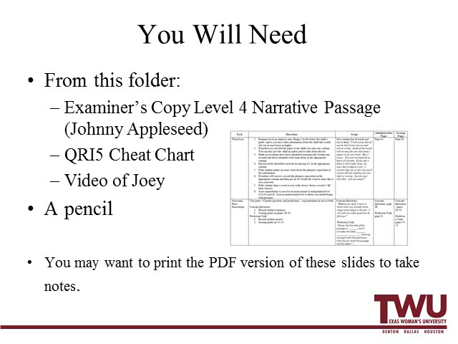You will need, printed from the folder where you found the link for the video, the examiner's copy of the Level 4 narrative passage, and there's one that's marked and one that's blank. And it's the passage Johnny Appleseed. You may also want your QRI 5 cheat chart just so that you can follow along, and then you'll need to locate the video of Joey reading Johnny Appleseed that's also in this folder.